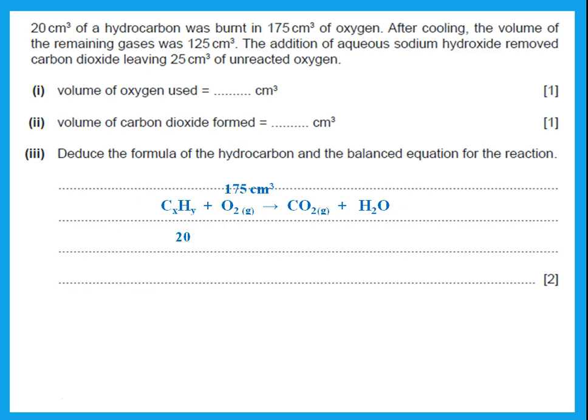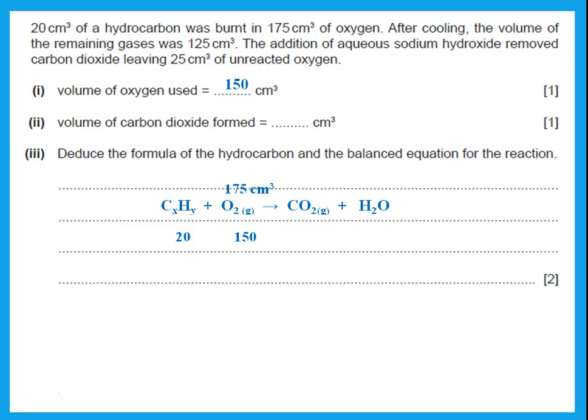So the remaining gases would be the carbon dioxide that was formed and the rest of the oxygen that is unreacted. So he says the carbon dioxide formed and the rest of the oxygen that is unreacted is 125. The addition of sodium hydroxide removed the carbon dioxide from this 125 and left 25 centimeter cubed of unreacted oxygen. So if I'm left with 25 centimeter cubed of unreacted oxygen, how much actually reacted? I put 175, 25 remained, so I used up 150, so the volume of oxygen used was 150 centimeter cubed.